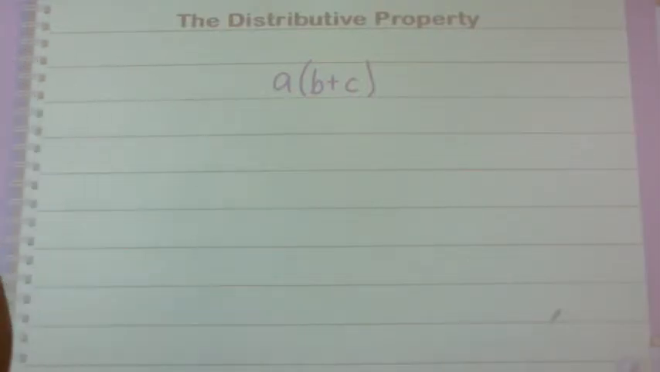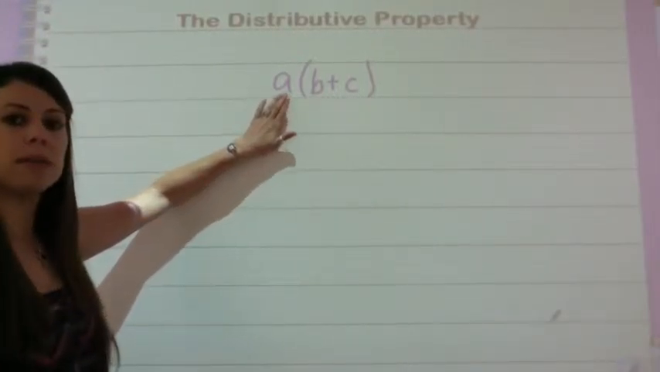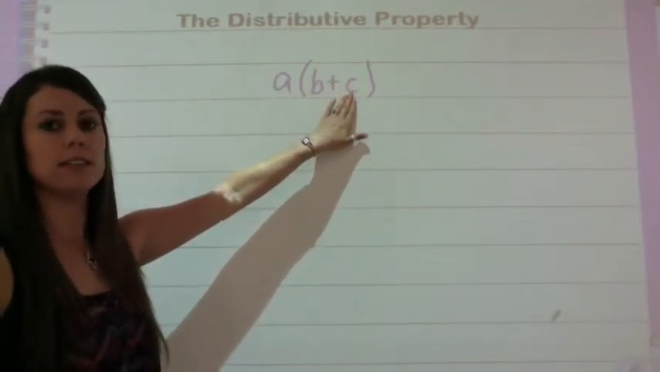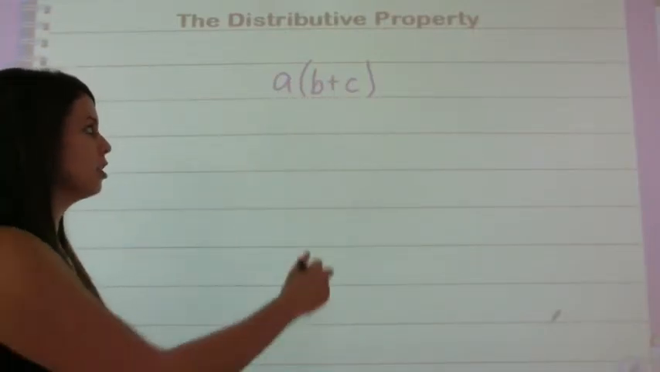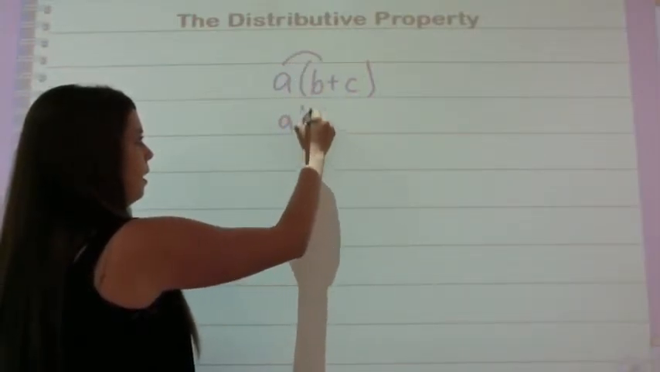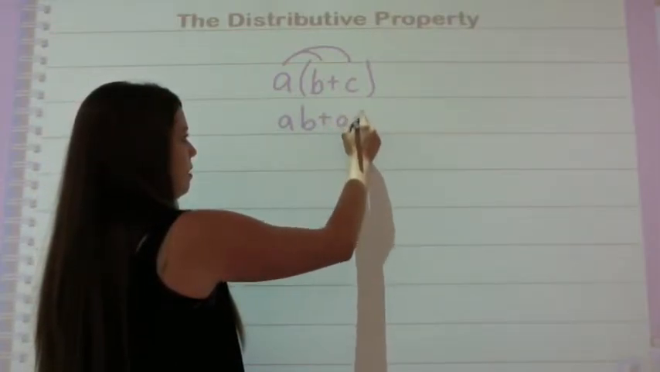When we distribute, we have to think about what term is on the outside of the parentheses that I need to distribute. The term on the outside in this problem is my A. A has to go and greet the B and the positive C by multiplication. So A times B is AB, and A times C is positive AC.